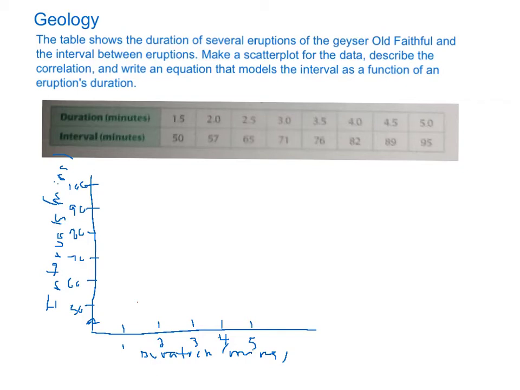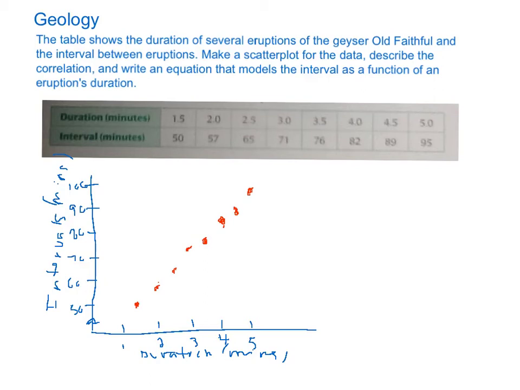Next, I'm going to graph these points. So 1.5 and 50 is there. 2 and 57. 2.5 and 65. 3 and 71. 3.5 and 76. 4 and 82. 4.5 and 89. 5 and 95.